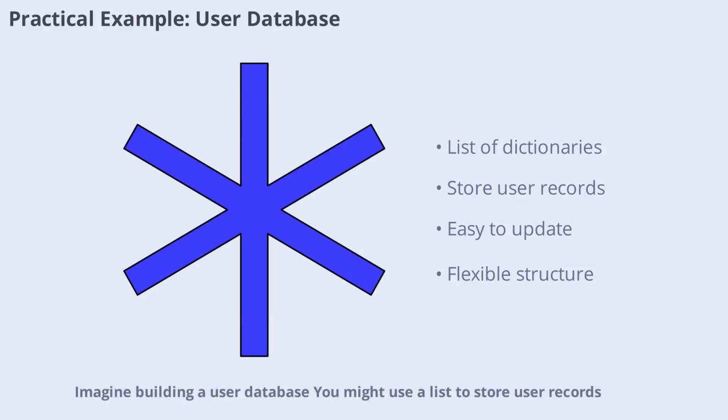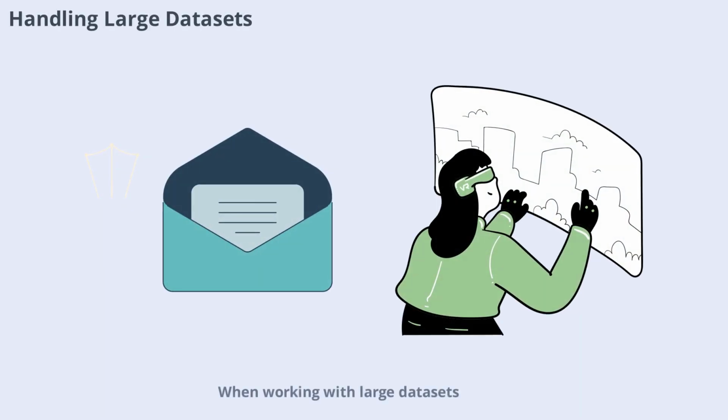You might use a list to store user records, where each record is a dictionary containing details like name, email, and age. This combination allows you to easily add, search, and update user information, demonstrating the power of Python's flexible data structures.